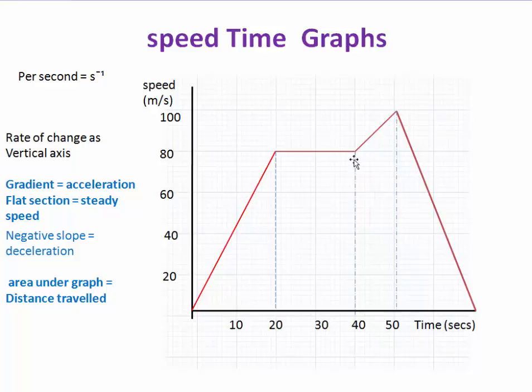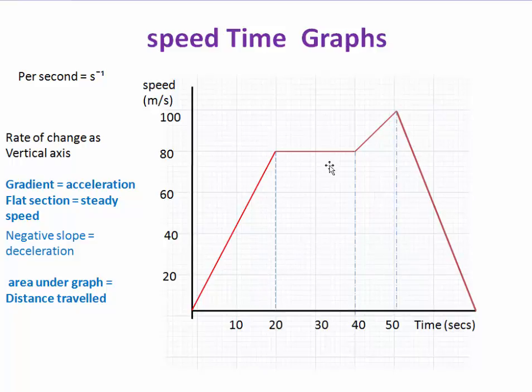This flat piece here is not where we're stationary. This is a steady speed, so we're going at 80 kilometers per hour for this length of time. From here to here we're still going at 80 kilometers per hour. Here we've got another acceleration, and this negative slope is a deceleration. And then the area under the graph is the distance traveled.